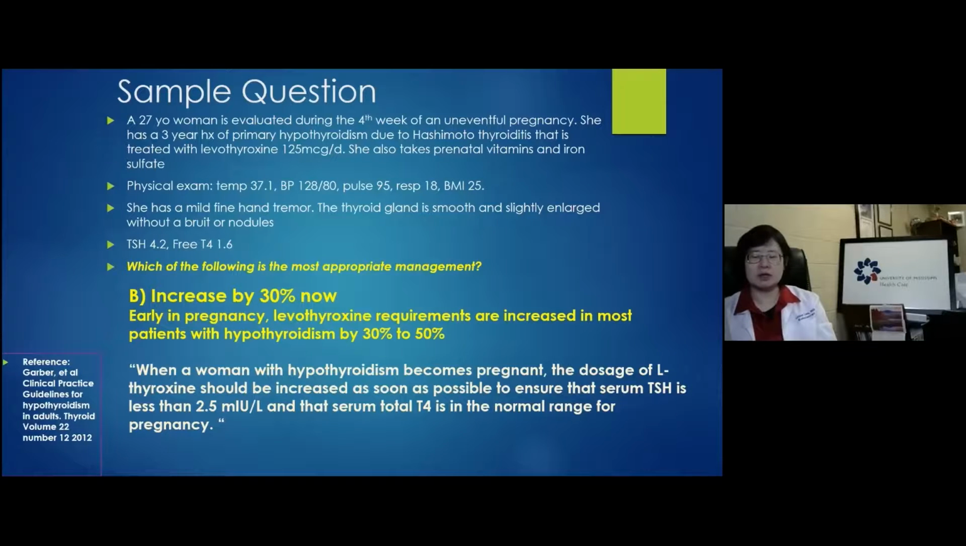And so that's why I thought it was worth mentioning that the known hypothyroid patient who becomes pregnant should immediately have the levothyroxine increased by approximately 30% for the sake of the mom and especially the baby.